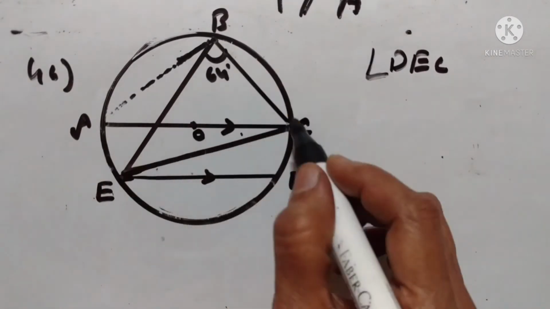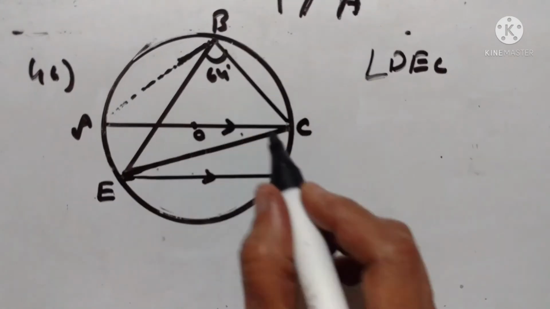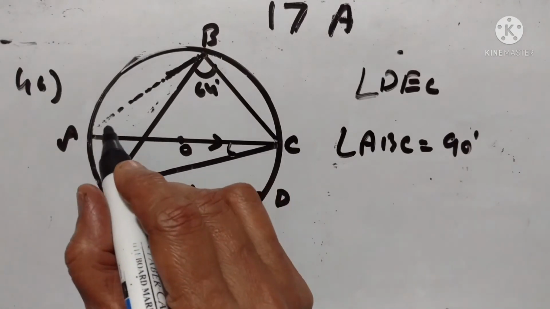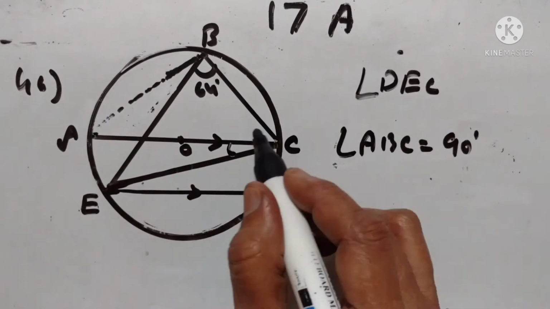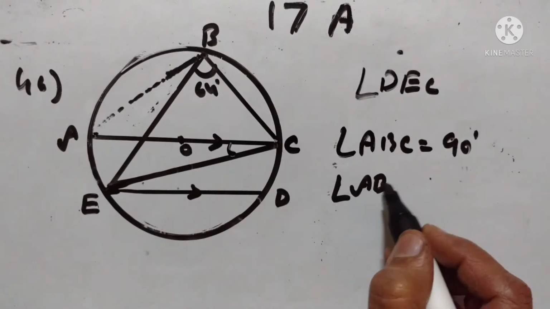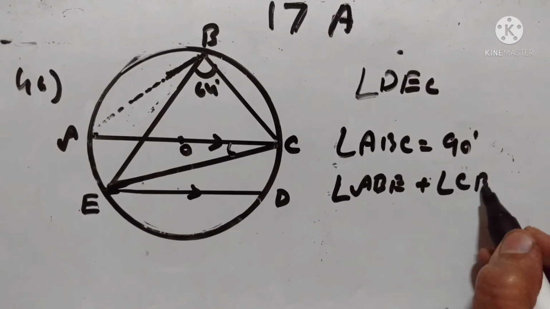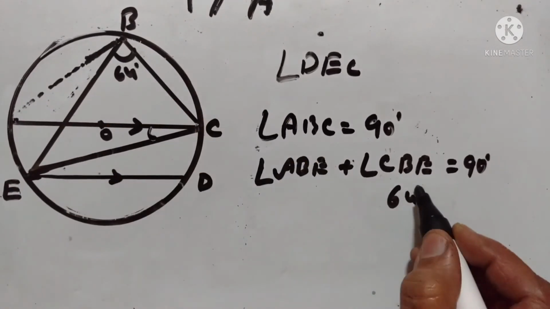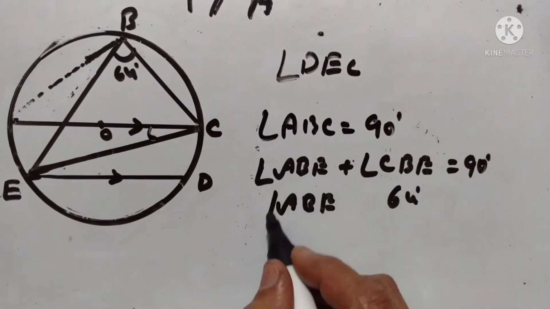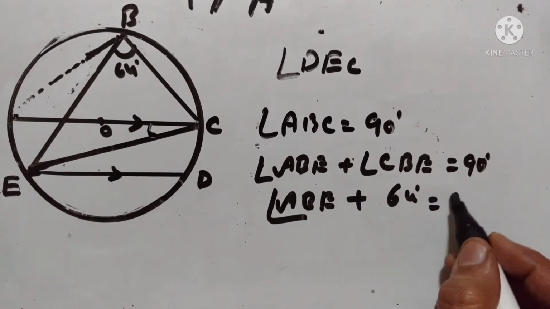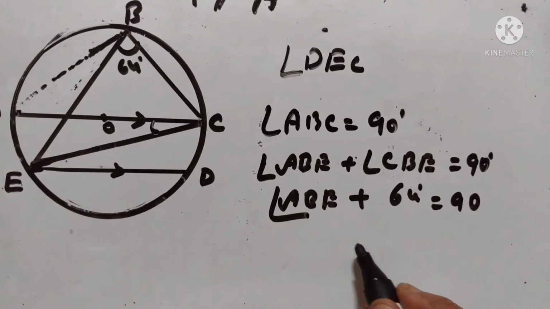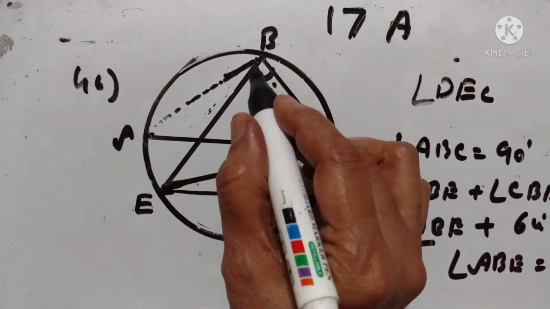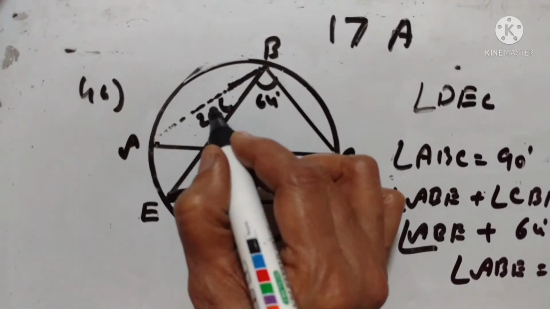Now angle ABC is the angle in the semicircle. Therefore angle ABC is equal to 90 degrees. But angle ABC is equal to angle ABE plus angle CBE. So this is equal to 90 degrees. Angle CBE is equal to 64, given. Therefore, angle ABE is equal to 90 minus 64, that is 26. Angle ABE is equal to 26 degrees.